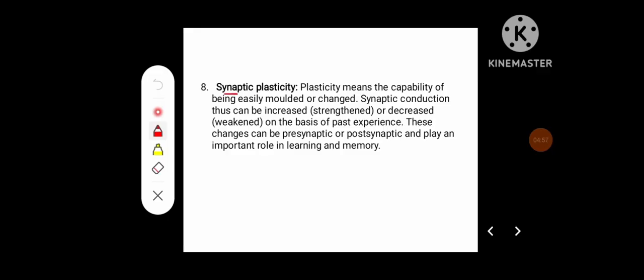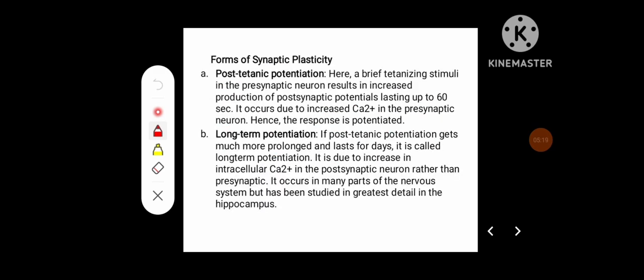The eighth property is synaptic plasticity. Plasticity means capability of being easily modulated or changed. Synaptic conduction thus can be increased, that is strengthened, or decreased, or weakened, on the basis of past experience. These changes can be presynaptic or postsynaptic and play an important role in learning and memory. Some of the forms of synaptic plasticity.